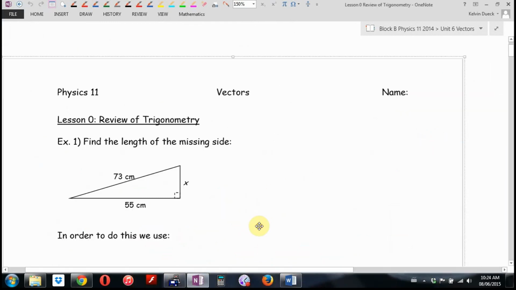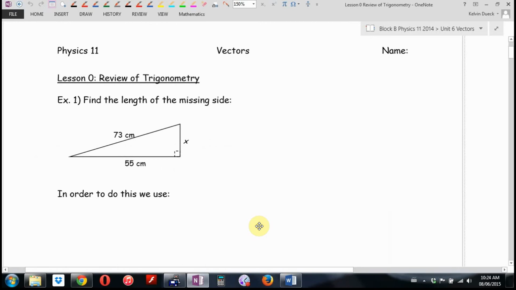Ready? Here we go. Lesson 0, review of trig. Find the length of the missing side. How can I find the length of that mystery side x? It's a right triangle. A squared plus b squared equals c squared. What's that called? Okay, we use a squared plus b squared equals c squared.